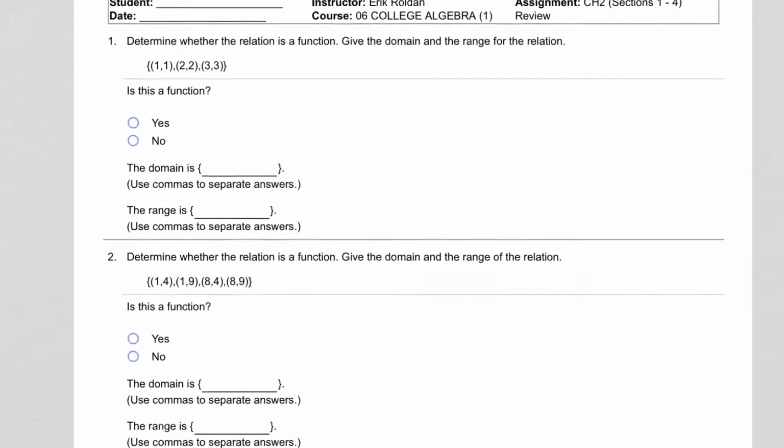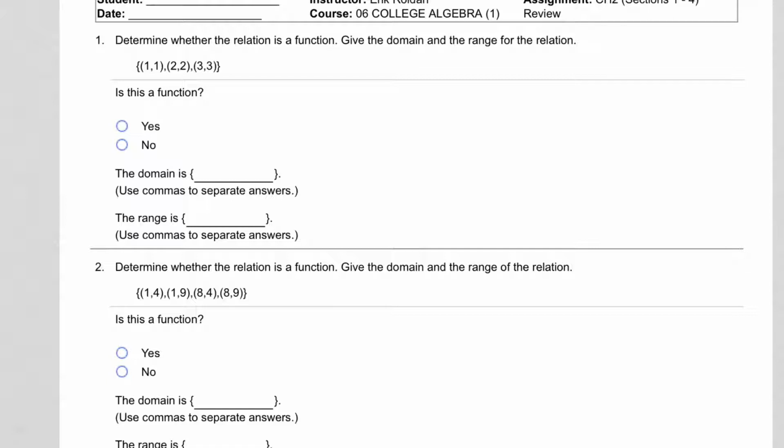So let's take a look at number 1 here and determine whether the relation is a function. You need to remember, no repeating x's. If there is a repeating x, then you don't have a function. So no repeating x's will translate to a function. We have 1, 2, 3 for the first parts there. Those are all different, so this is a function.